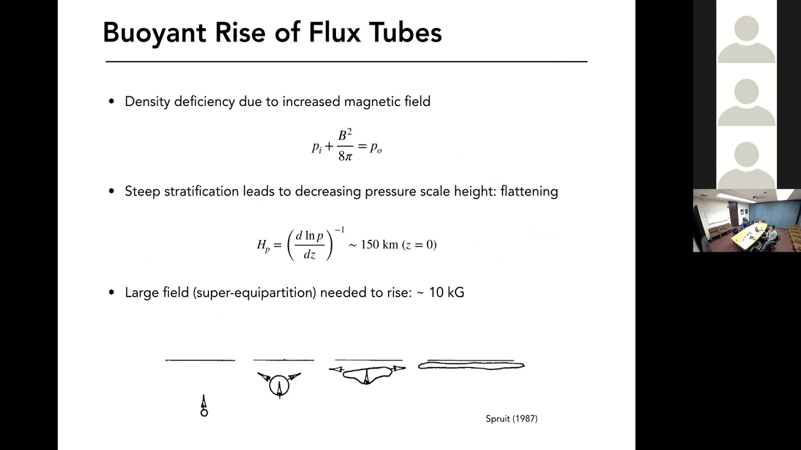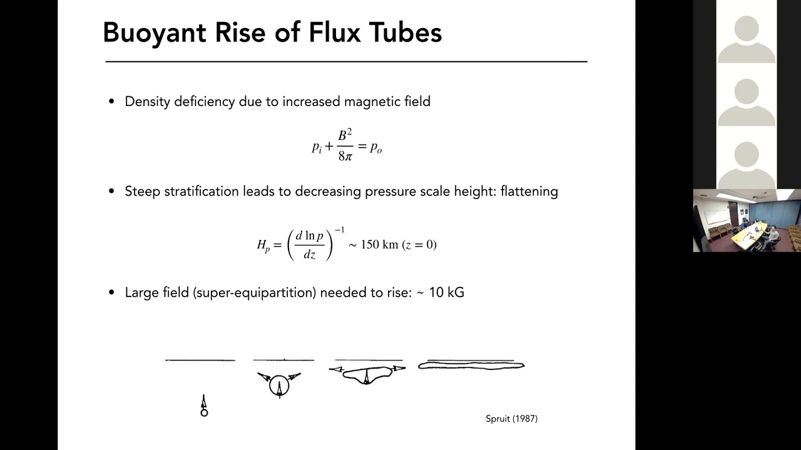So the pressure needs to be balanced inside and outside the flux tube, all right? Inside the flux tube, we have the regular gas pressure, Pi. Then we also have the magnetic pressure, which scales as B squared. So this needs to be comparable to the external gas pressure in the field-free convection zone plasma. If that's the case, then the internal gas pressure will be less than the external gas pressure, all right?